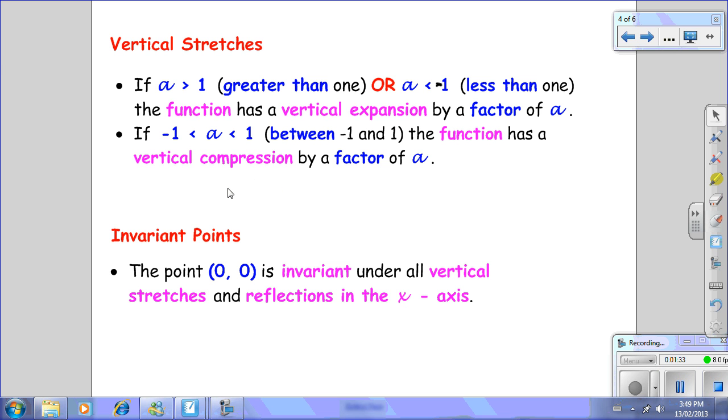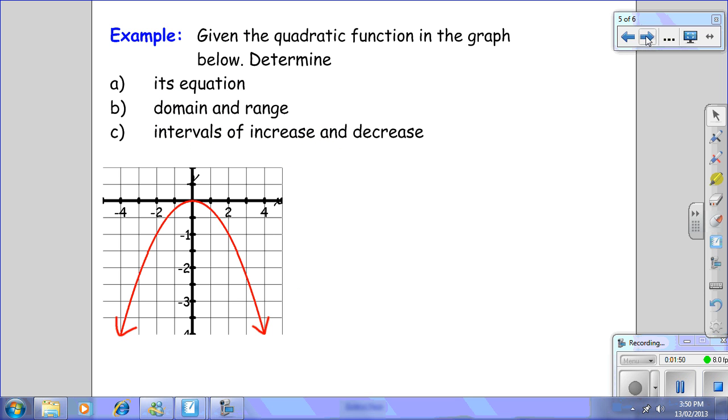And today we also noticed that some points didn't change at all when we stretched and reflected them. The point that didn't change today was the point (0, 0), and it's what's called an invariant point. Invariant points always occur when the point does not change when you have a transformation.